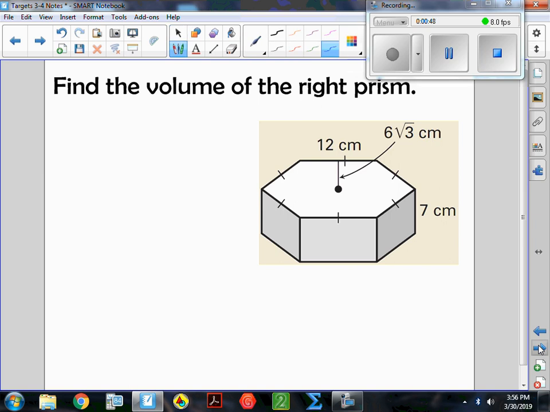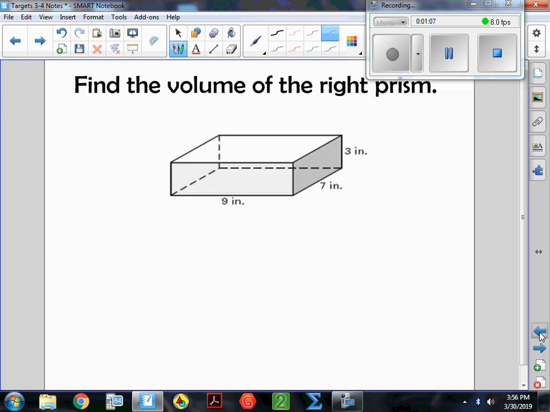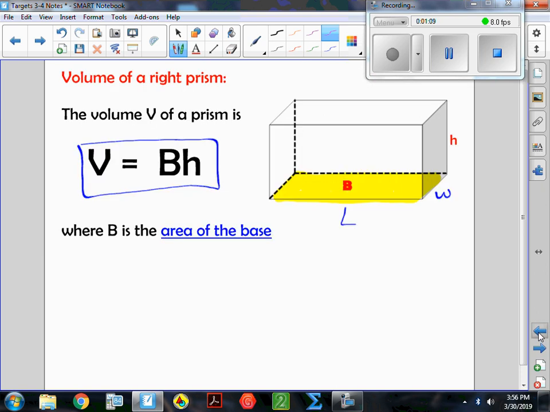We're going to take the area of that hexagon. That's the base of my prism. We're going to find that area and then multiply it by the height. The height is always the perpendicular distance between the two bases. So the height of this prism is 7. Here I have a trapezoid. We'll look at that one a little bit. Here we have a rectangle. So the height is always the distance between the two bases. So find the area of one base and multiply it by the height.